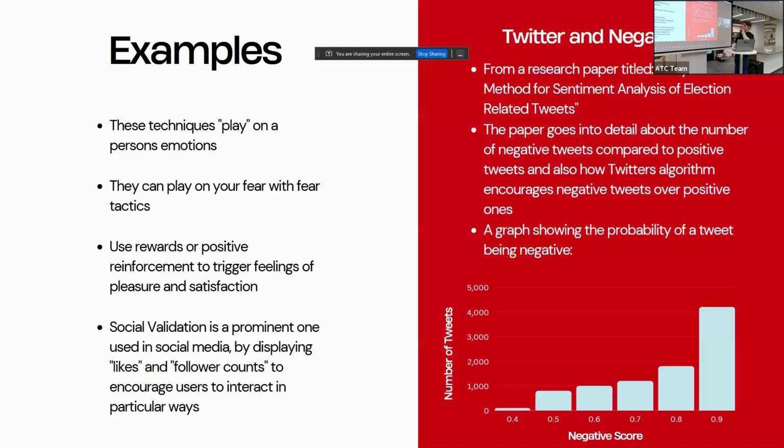The research paper, titled A Hybrid Method for Sentiment Analysis of Election-Related Tweets, goes into detail about the number of negative tweets compared to positive tweets, and also how Twitter's algorithm encourages negative tweets over positive ones. While the research paper does focus mainly on tweets around election topics, it does go into detail on generalized Twitter usage. Below, there is a graph, a histogram showing the probability of a tweet being negative.